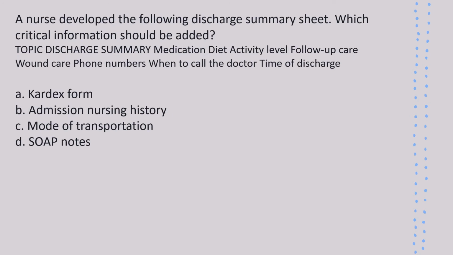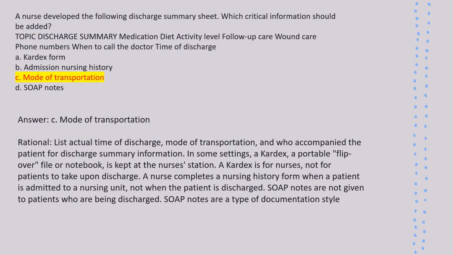A nurse developed the following discharge summary sheet. Which critical information should be added? Topic: discharge summary. Medication, diet, activity level, follow-up care, wound care, phone numbers, when to call the doctor, time of discharge. A. Cardex form. B. Admission nursing history. C. Mode of transportation. D. SOAP notes. Answer: C. Mode of transportation.